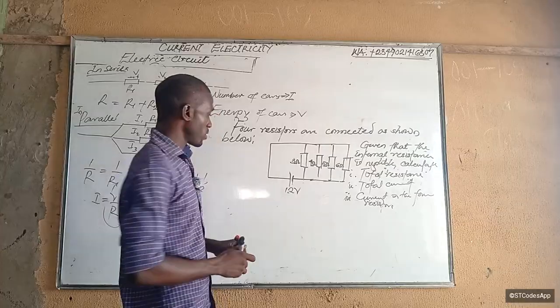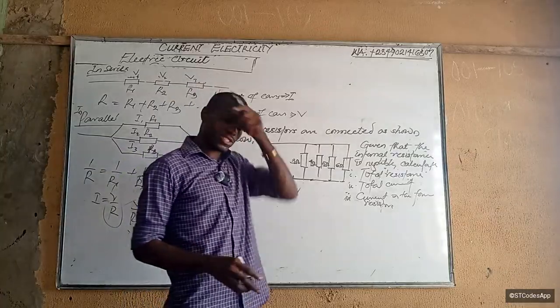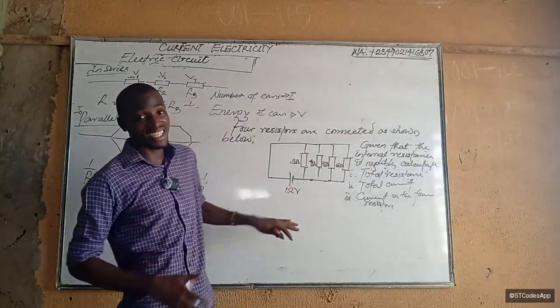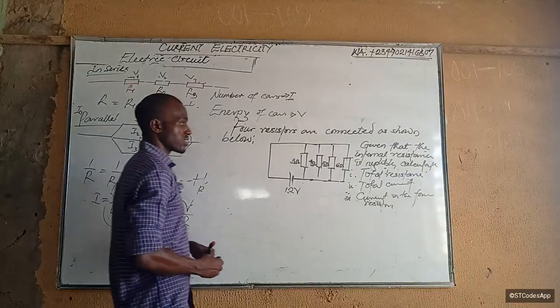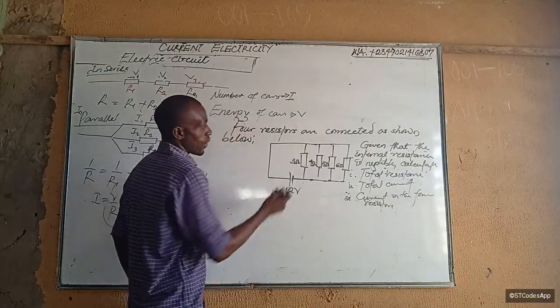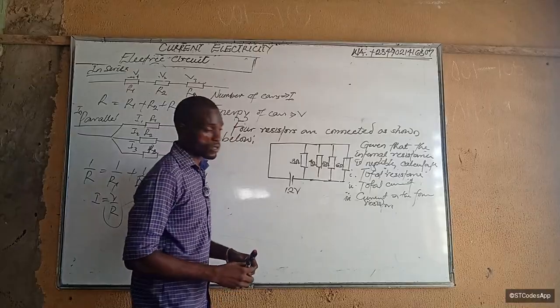Alright, our battery is 100% efficient, so this is the ideal case I was talking about. What will be the total resistance? What kind of connection is this? This is a parallel connection.